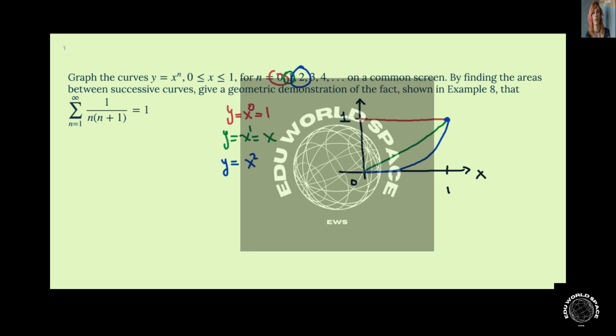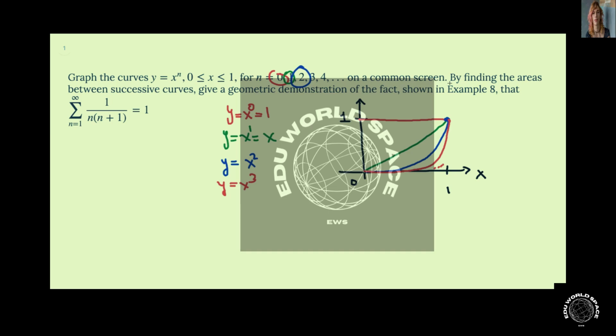So I'll do one more here. Let me go back to red, y equals x cubed. Then here, if we were to plot this one, you'd get something that's even lower than the blue. And we'll just continue to have pictures that look like this. So that's the graphs on the common screen. That's the first part of the question.